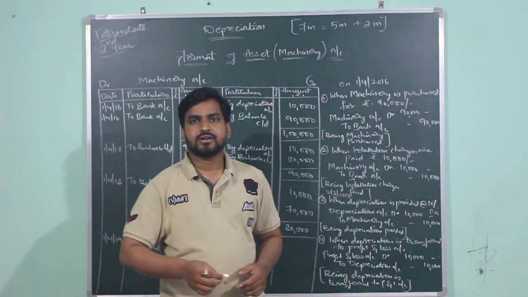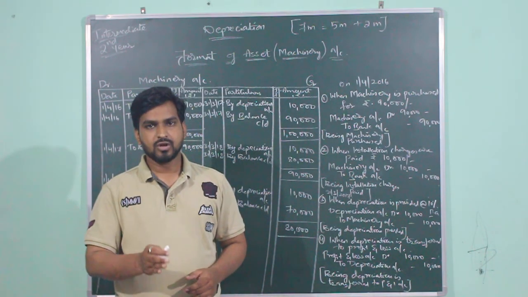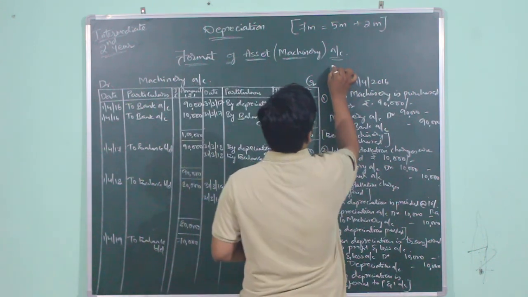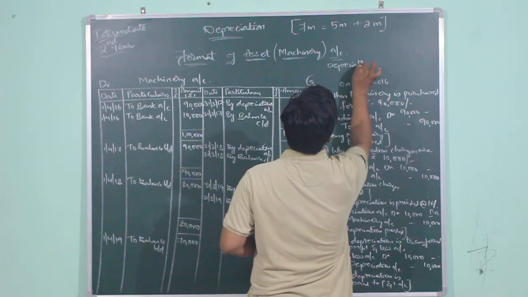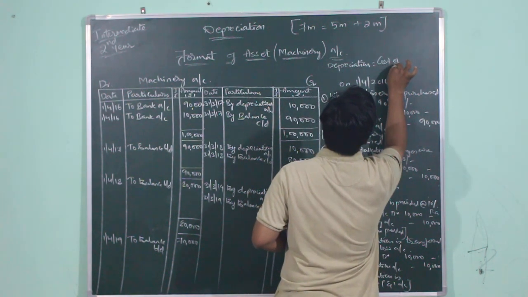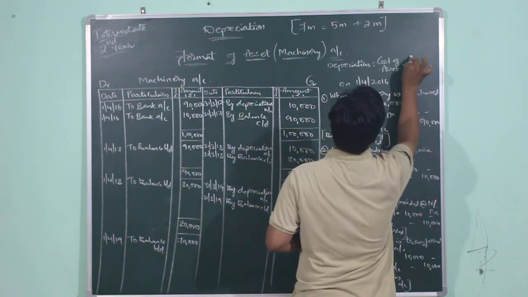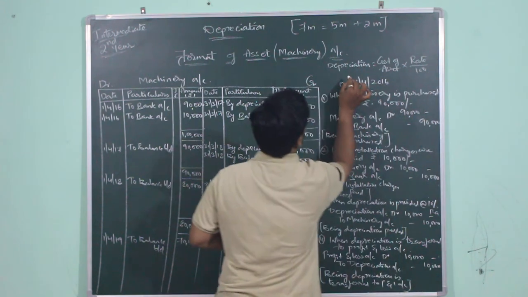So how do you calculate depreciation when it is given as 10%? Depreciation will be calculated as cost of the asset into rate divided by 100. So the formula for calculating depreciation is: depreciation equals cost of asset into rate divided by 100.